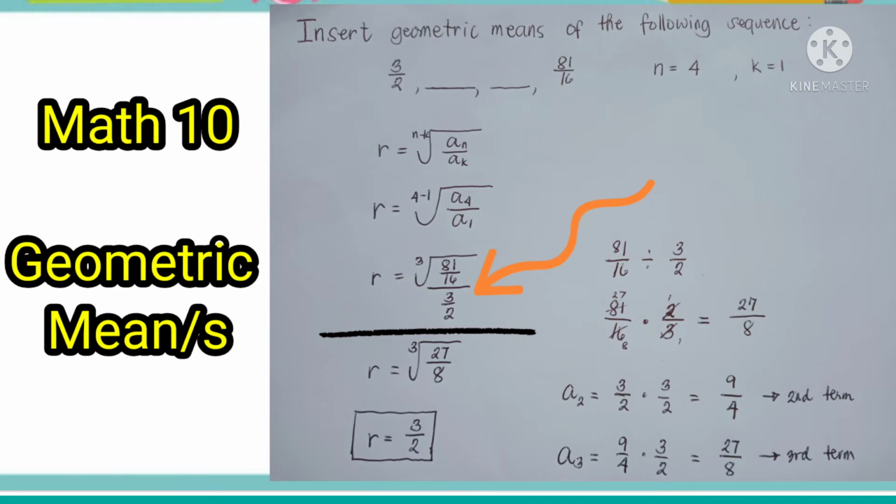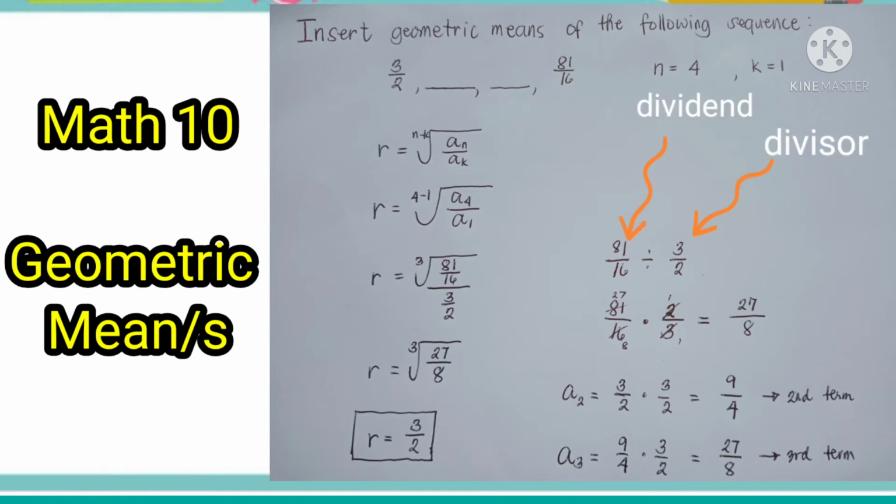So we will simplify first what is inside the radical symbol. That is finding the quotient of two fractions. So how to divide fractions? I will rewrite that one like this: 81 over 16 divided by 3 over 2. In the rule of dividing fractions, we will multiply the dividend by the reciprocal of its divisor. The first fraction is our dividend and the second fraction is our divisor.